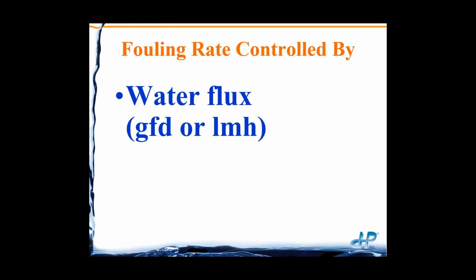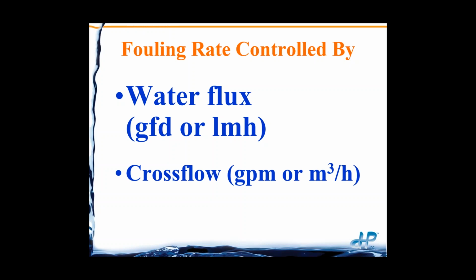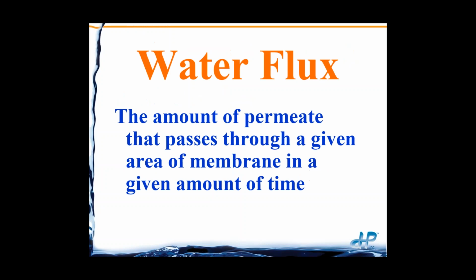So this is absolutely critical. In this short webinar, we can't spend a lot of time on it, but there are two things that control the fouling rate of any membrane system. This is true whether we're talking microfiltration, ultrafiltration, nanofiltration, or reverse osmosis. The single biggest parameter that controls the fouling rate of an RO membrane system is called water flux. The second is crossflow, but notice that I've made the font significantly smaller. So number one is going to be water flux.